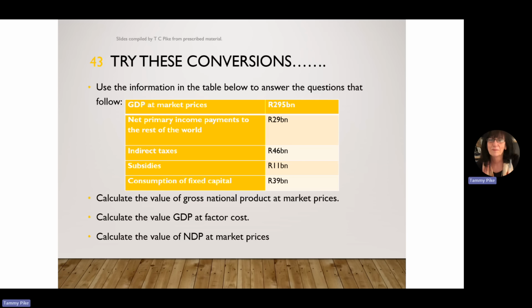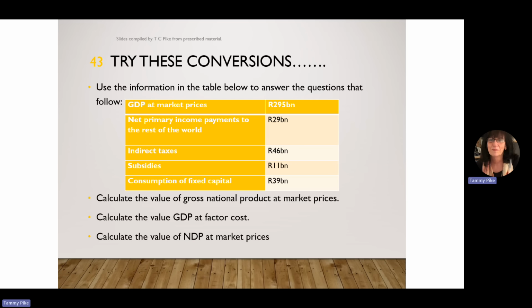Aha. So now we go back to what they've given us, GDP at market prices. So what is changing? Market prices is changing to factor cost. Now I'm looking for taxes and subsidies. All right. And I'm going from the customer back to the factory. So I go and I say, what must I do with my taxes? My taxes have been added on, so now I must take them off. So subtract my taxes, and I'm going to add back my subsidies. So I'm going to take my 295, I'm going to minus my 46 billion, I'm going to plus my 11 billion, and now I'm back to my factory cost. What was the cost of the factors of production? All right. So that was that one.